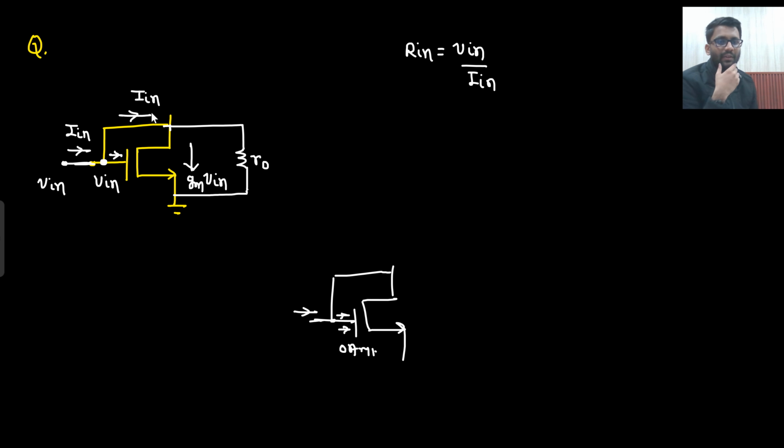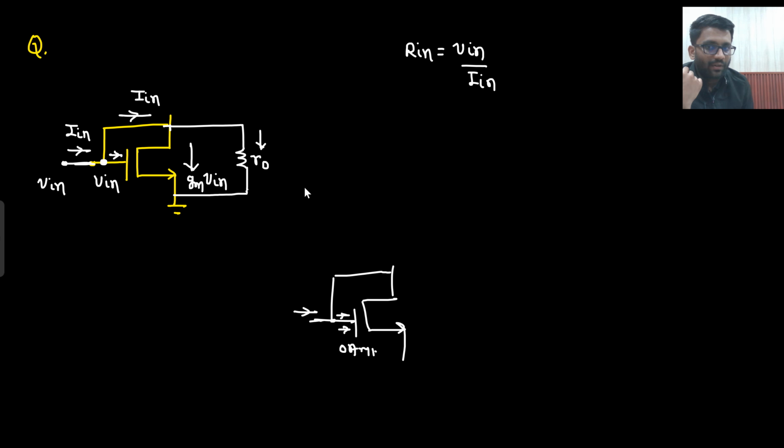Are you getting this point or not? A lot of guys make this mistake. They see from here and say I in is 0. No. I in has two paths. One is this one, another one is this one. So I in will go here. Now I in again has two paths. One is this gm V in, and what is the other path?